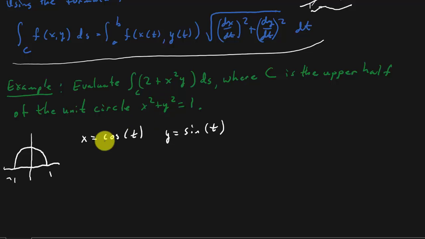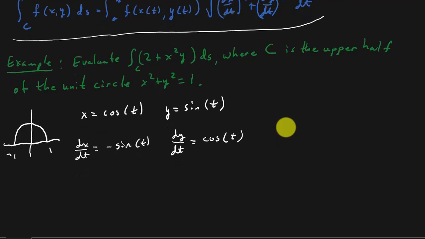So there's your circle written in parametric equations. And that's what we've got to find, f of x of t, y of t. Well, there's your x of t, there's your y of t. And then we need the derivative. So we've got dx dt equal to negative sine t, and dy dt equal to cosine t. And now all we're going to do is plug this stuff in.